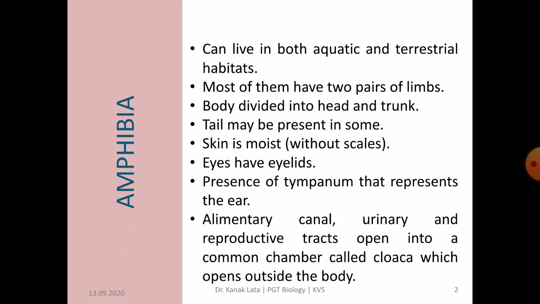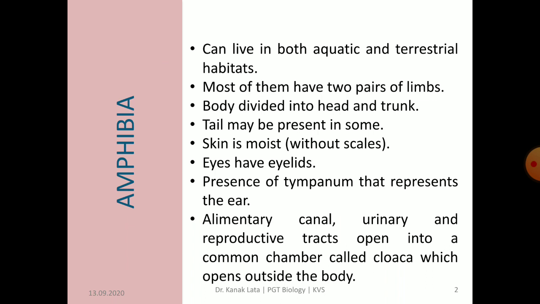There are two pairs of pentadactyl limbs. Hind limbs are larger than the forelimbs in frogs and toads. The body is divided into head, trunk and tail. The tail may be present in some species, not in all species. The skin is smooth, slimy, moist and rich in multicellular mucus as well as poisonous glands. The skin is without scales.